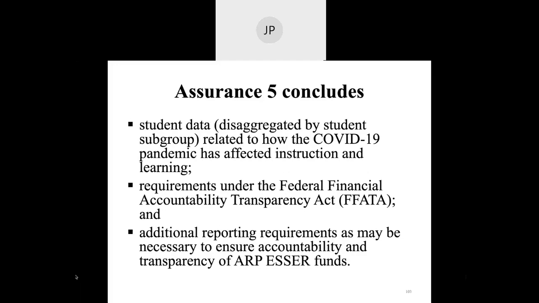As you can see, Assurance 5 is a little bit wordy, but it concludes by including in the reporting requirements student data related to how COVID-19 has affected instruction and learning, requirements under the Federal Funding Accountability and Transparency Act, and we have a little bit of a catch-all here at the end with additional reporting requirements as may be necessary to ensure accountability and transparency of ARP ESSER funds, and so that's something that I think will evolve over time, and we will hopefully receive more guidance from the folks in Washington about what additional reporting requirements might be necessary.